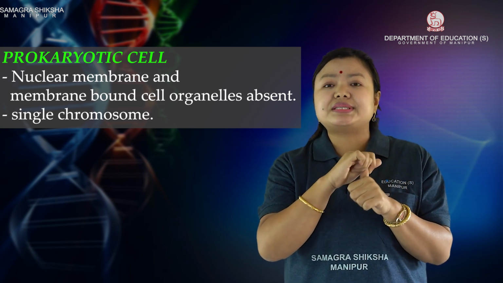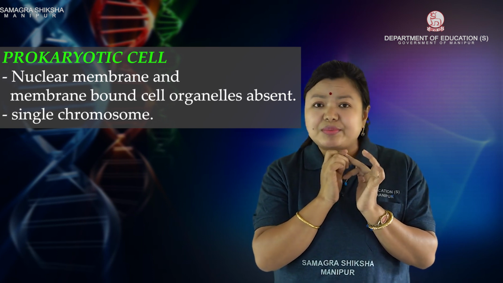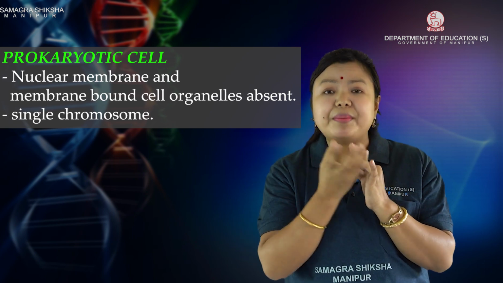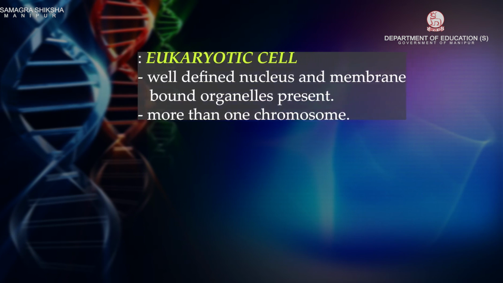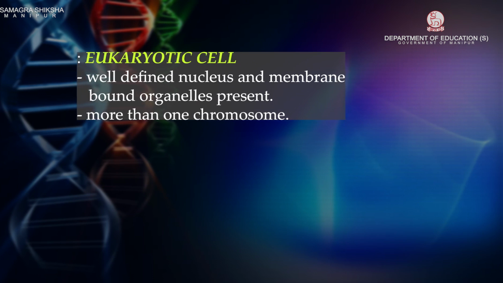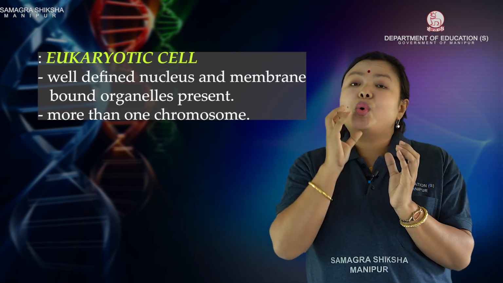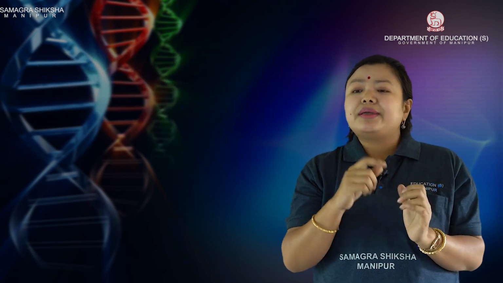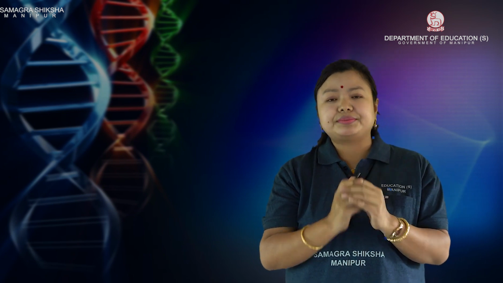Prokaryotes are tiny primitive cells and they are very small and they have a single chromosome. Apart from that, their nuclear membrane is absent. Eukaryotic cells. As compared to the prokaryotic cells, in eukaryotic cells, cells have a well-defined nucleus and membrane-bound cell organelles. And there is more than one chromosome and the size is comparatively larger than the prokaryotic cells. Those organisms which possess such kind of eukaryotic cells are known as eukaryotes.